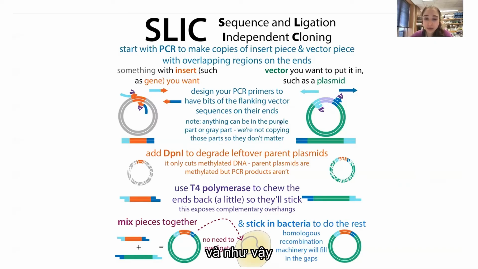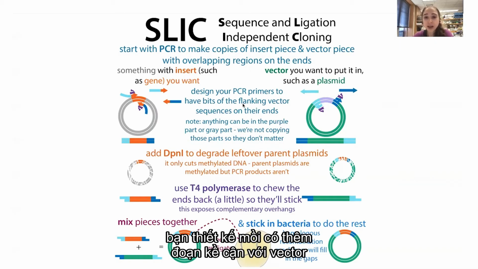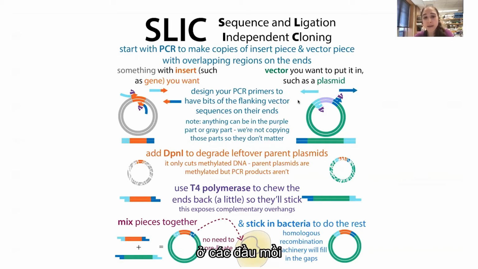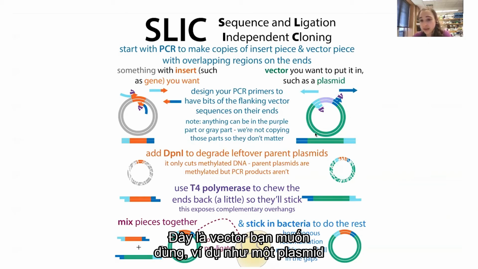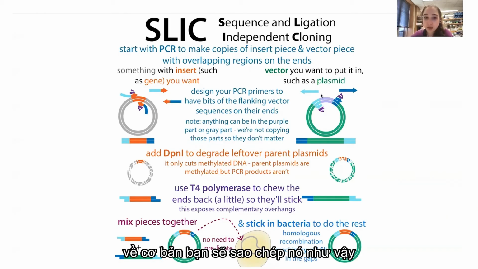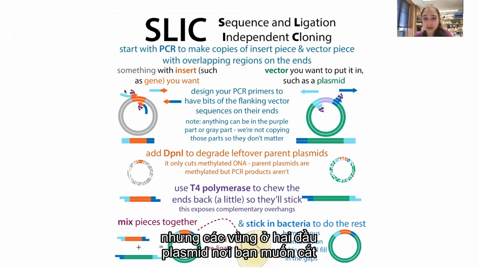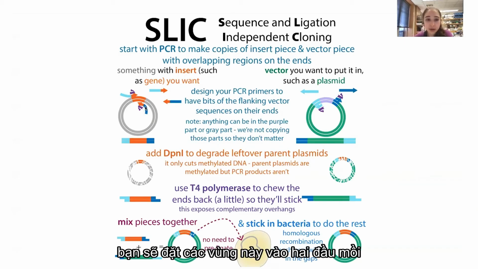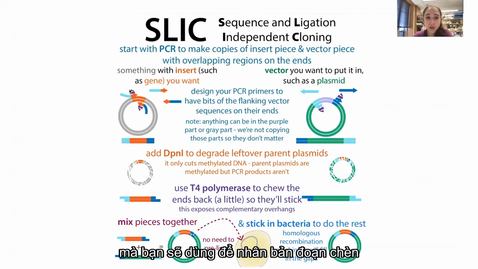So you're designing your primers to have flanking bits of the vector sequence on their ends. Here, this is the vector you want to put in, such as a plasmid, and you're basically just going to copy it as is. But there are regions of the plasmid on the ends where you want to stick in your other thing. You're going to put those regions on the ends of the primers that you're going to use to copy your insert. So now you have parts that match on either side.